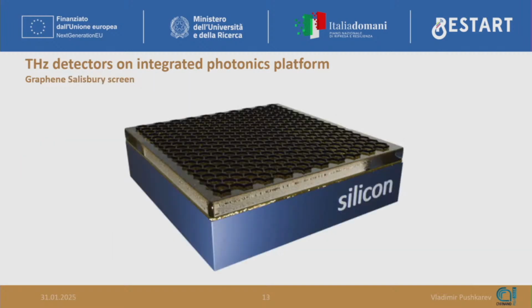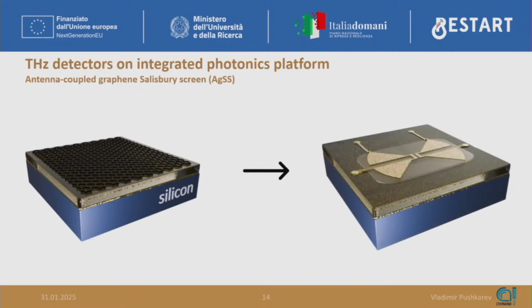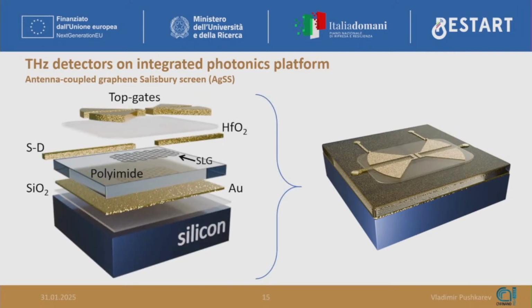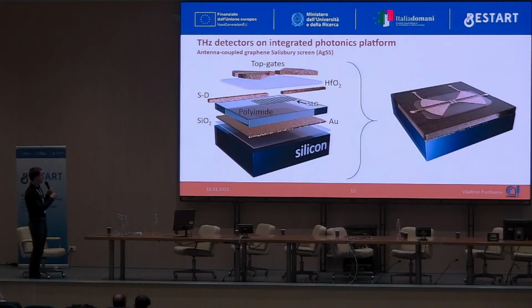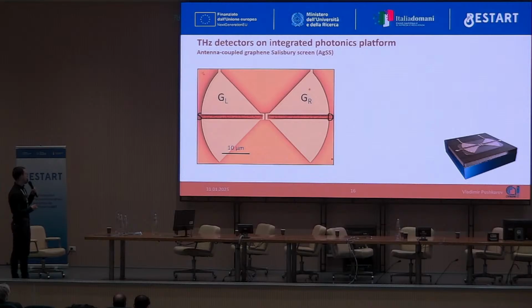The concept of the device is the following. For the photonic platform, we employ the graphene Salisbury screen, in which the CVD-grown graphene layer is positioned usually at a distance of a quarter wavelength from the highly reflective surface. We integrated on this scheme the planar bow tie antenna. Here you can see, layer by layer, the schematic sketch of the detector. Note that we use the polymer called polyimide for the spacer. And this slide shows the microscopic picture of our fabricated antenna.